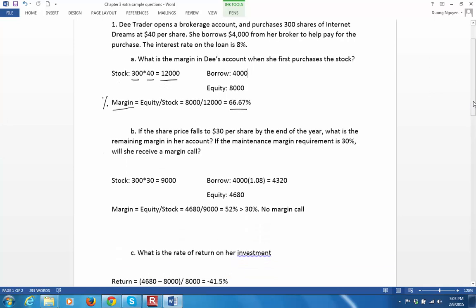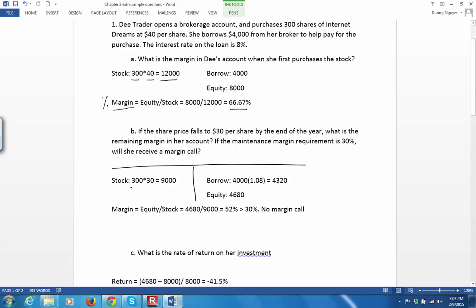Now, second question. If the price drops to $30 per share by the end of the year, what is the remaining margin in her account? And if the maintenance margin is 30%, when will she receive a margin call? So when the price equals $30, let's draw a T account again.